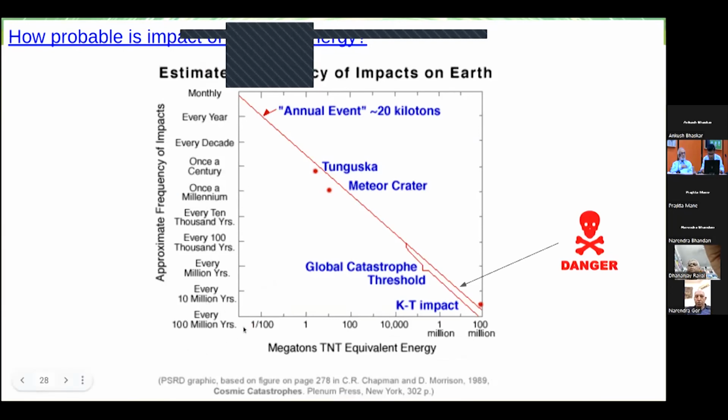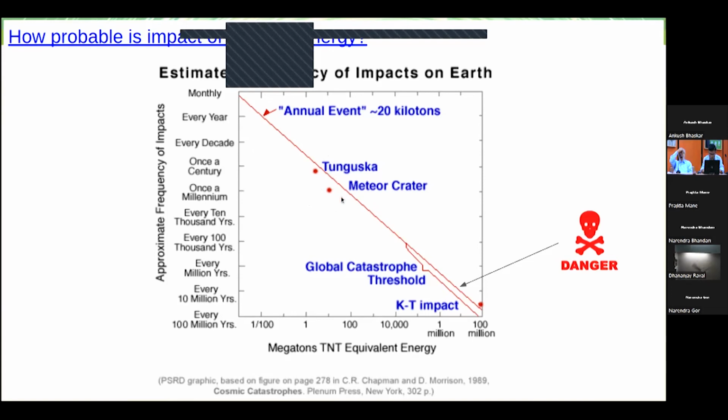And the next axis talks about the energy, ranging from a few hundred tons of TNT to millions of tons of TNT. Small craters you can form monthly or every year, with very, very small energy involved. But look at that: a Tunguska type event, once in a century, happens in megatons of TNT. Those are also very huge events. We have not witnessed such a big Tunguska type event since.